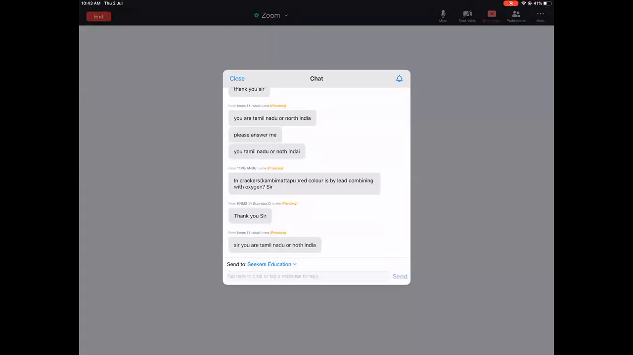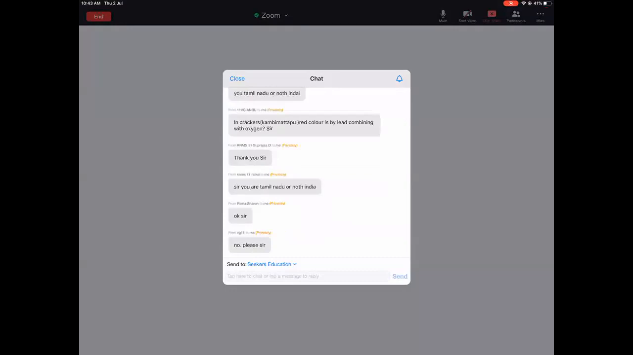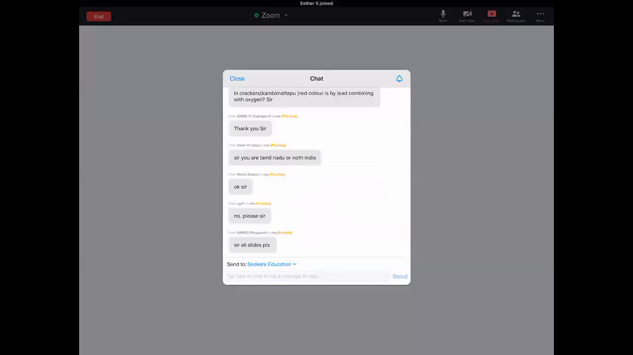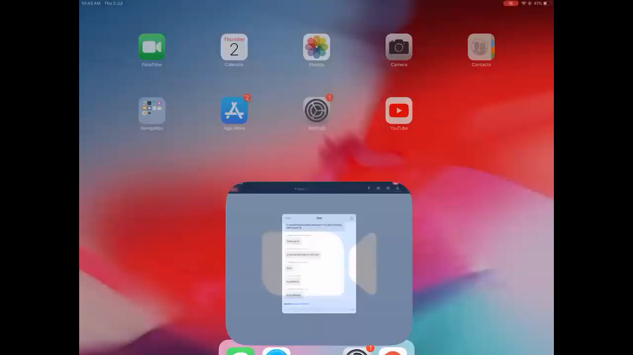All these questions, message me. I gave you my number, you message me. Yes, red color is by lead combining with oxygen? No, red color is because of potassium salts. No, not potassium. Red color is because of calcium. Anybody who wants to know anything more can message me.